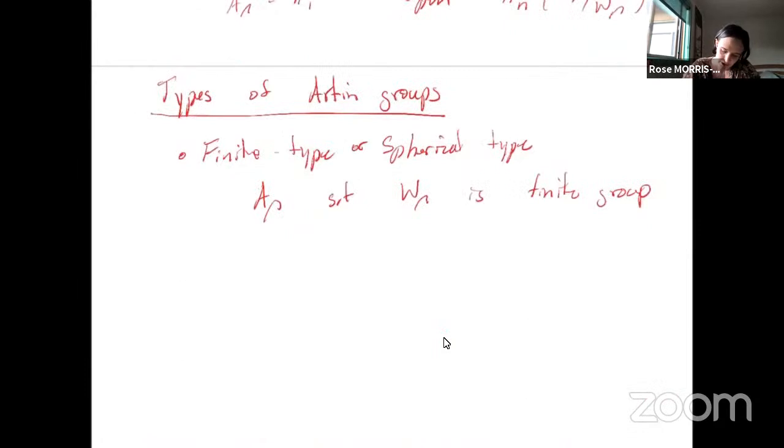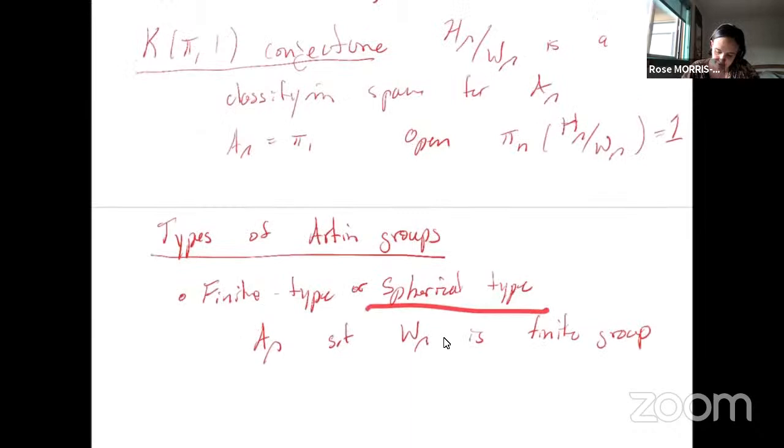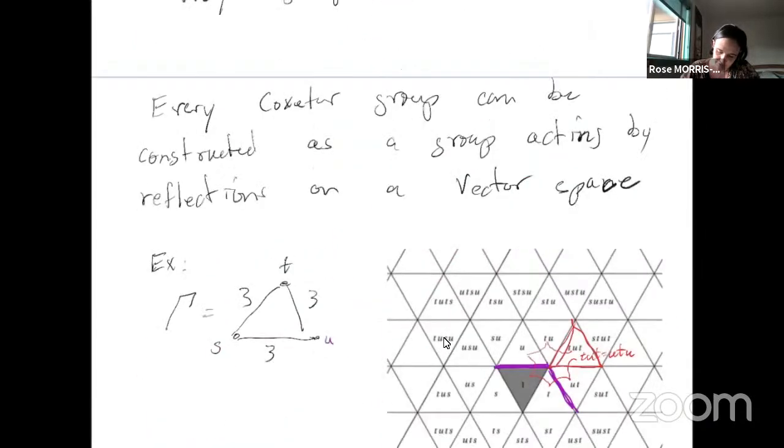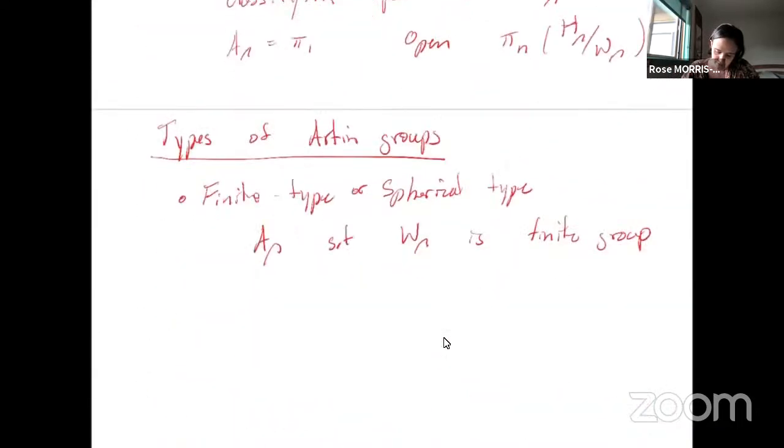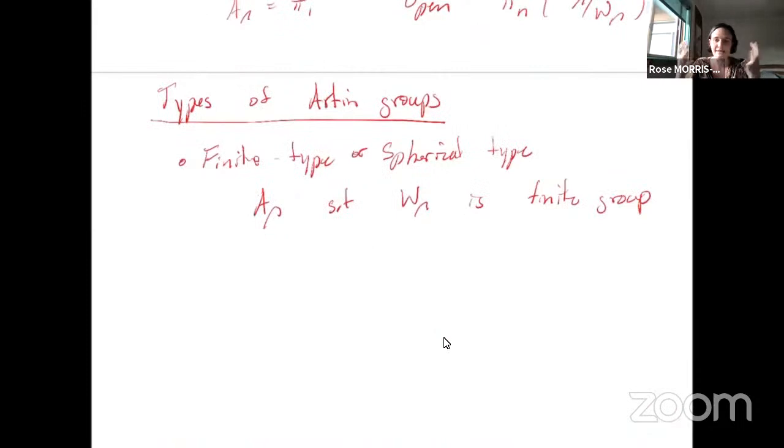All right, and they're sometimes called spherical because these are exactly the groups where this vector space is a sphere, or has an inner product on it that makes it have a spherical metric. All right, so that's one type.